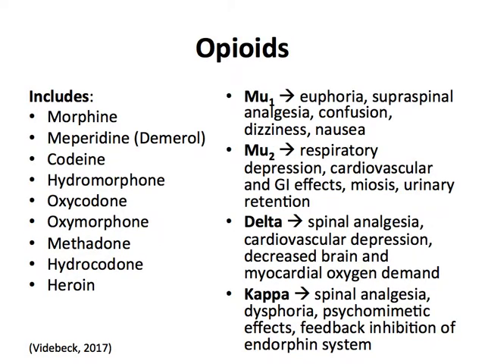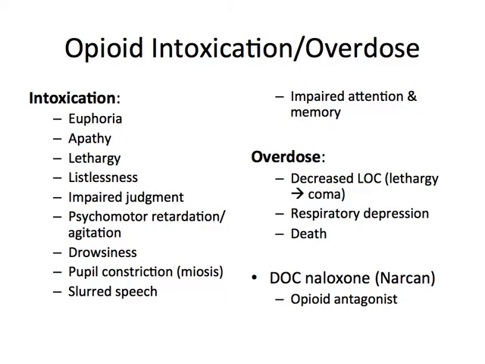Opioids function by targeting a variety of receptors, including mu1 and 2, delta and kappa receptors. The type of receptor dictates the typical symptoms that may be observed. Symptoms of opioid intoxication include euphoria, apathy, lethargy, listlessness, impaired judgment, psychomotor retardation or agitation, drowsiness, pupil constriction or miosis, slurred speech, and impaired attention and memory.